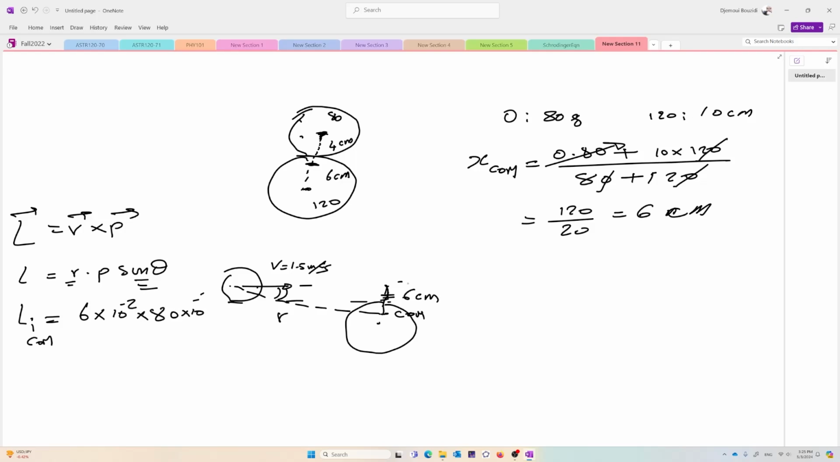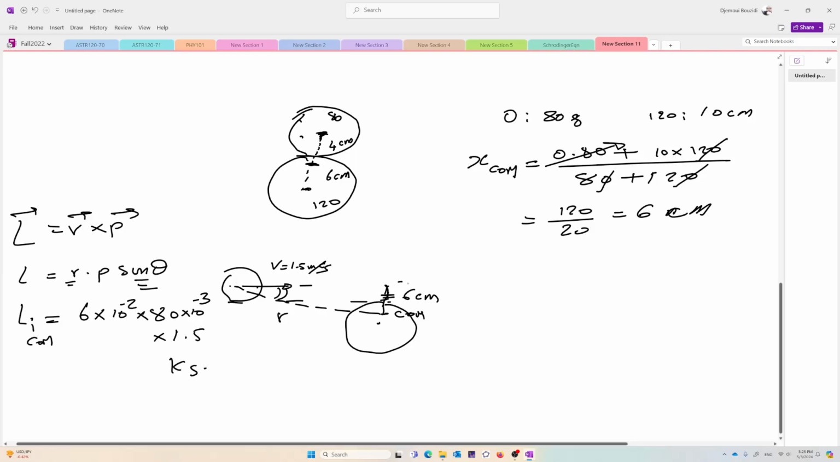Don't forget to convert it to kilograms, times the velocity, which is 1.5 meters per second. So that's this number. Of course, you're going to find it in the units of kilogram meter squared per second. So that's the angular momentum before they collide.